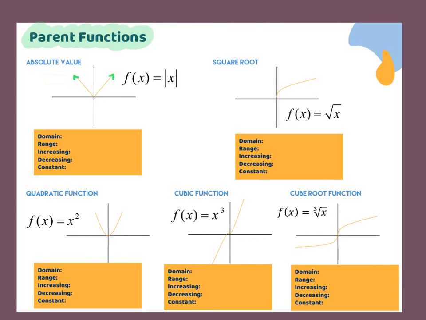A square root function is actually like half a parabola turned on its side. It looks like this, and again, it has an arrow on the end. This one has a dot to start with, so nothing's happening to the left of that. And then the arrow points to the right.